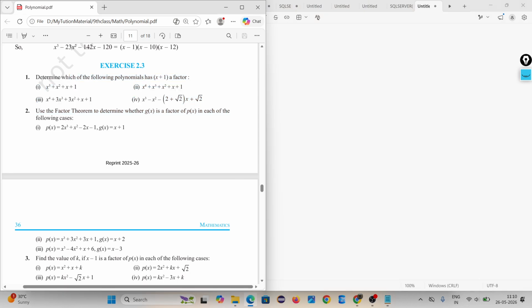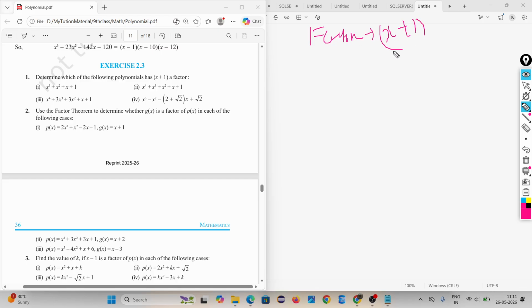Look at the question. First, read the question carefully. Determine which of the following polynomials has x plus 1 as a factor. The question is saying there is a factor x plus 1, and below are some polynomials. We have to find whether x plus 1 is a factor of this polynomial, or this, or this, or this. Then what should we do?